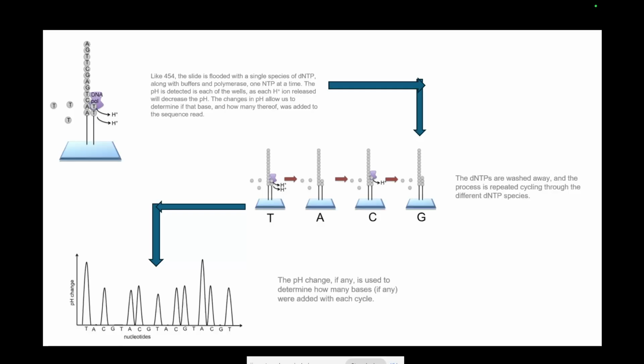So if you take a single well, and you want to detect what A's are present, you do A first, then T, then G, and C, like that. Right, so it can handle one base at a time incorporation.